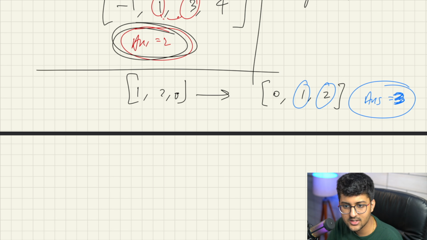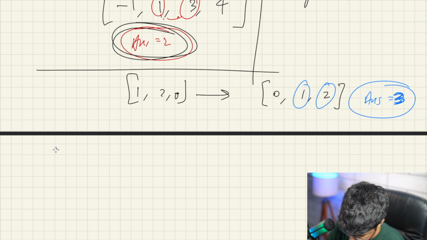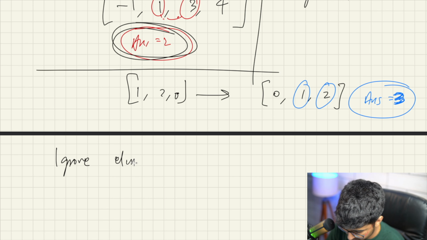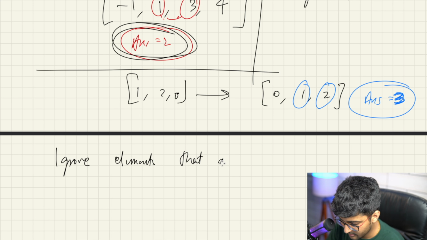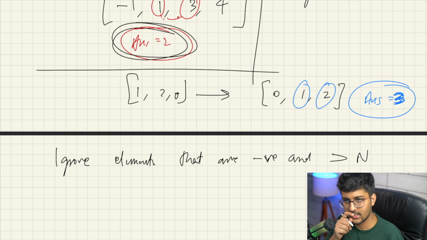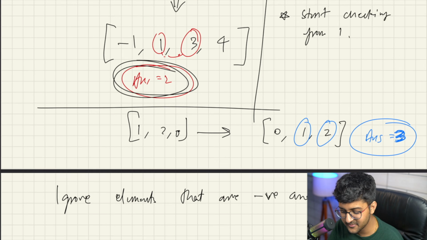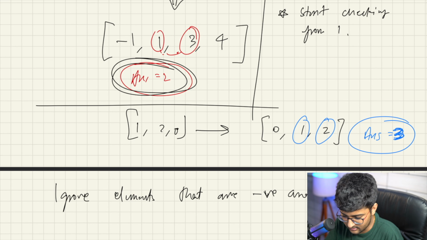Okay, so how are we going to solve this? We are exactly going to copy paste the missing number code. So we're going to put all the elements at their correct indices, but we are going to ignore all the elements that are negative and greater than n, basically greater than the length of the array. So once we are done with the cyclic sort, the first element that does not have the correct index will be our answer. Very simple stuff. Cyclic sort only. So how do I know this thing? Exactly like this.